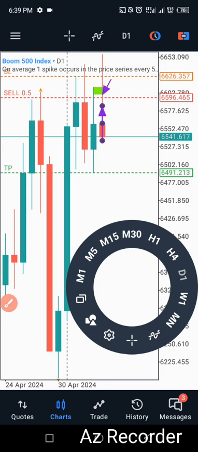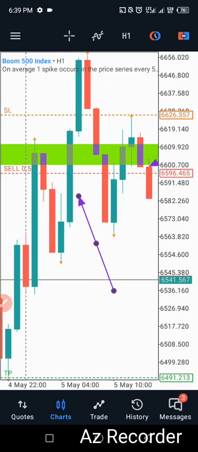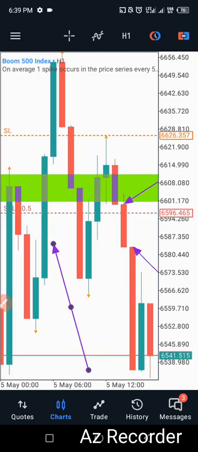But let me just go ahead and show us how to make use of this reversal pattern whenever it happens on a chart, so that we can take advantage of it and make good money for ourselves in the market.